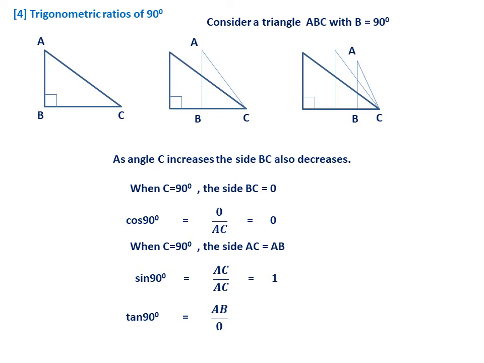And tan 90, very interesting, is not defined, because AB by 0. Opposite is AB, base BC becomes 0. This is not defined because in mathematics we cannot divide any number by 0. So tan 90 is not defined. So this is what you have to remember.